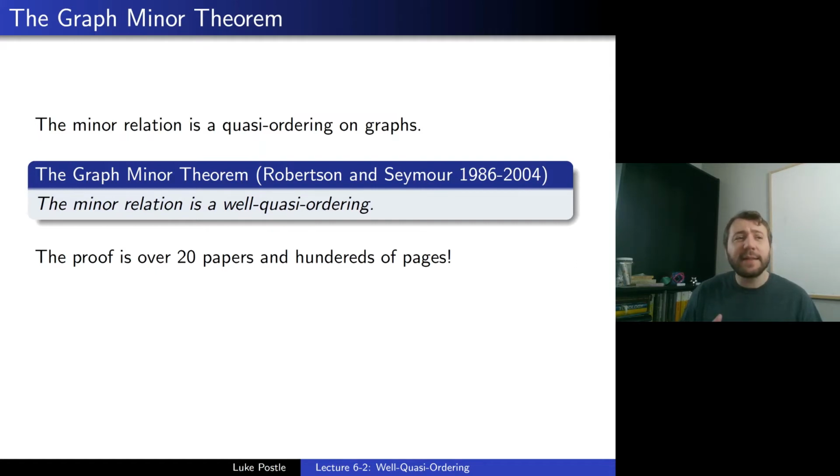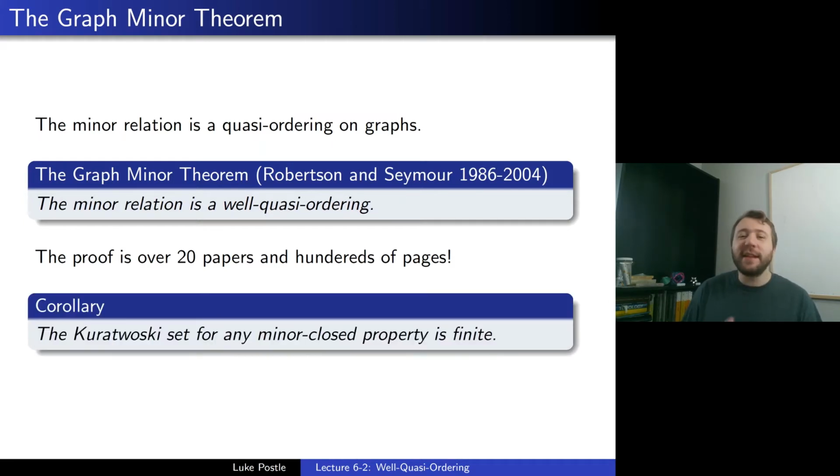But because it's so strong, this may be the most beautiful theorem in graph theory, the graph minor theorem, that this relation is a well-quasi-ordering. Why? Because, as a corollary, you get that the Kuratowski set for any minor closed property is finite, right? And how would you really prove that otherwise? We looked at all the minor closed classes, surfaces, we didn't even know the list, but this is saying they're finite.